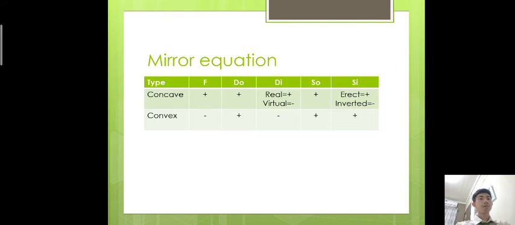While distance of the image is positive in concave mirror, distance of the image when positive is real, while negative is virtual. Distance Di in convex is always negative. Then So in concave mirror and convex mirror is always positive. Si in concave mirror, when positive, it is erect, while negative, it's inverted. While Si in convex mirror is always positive.